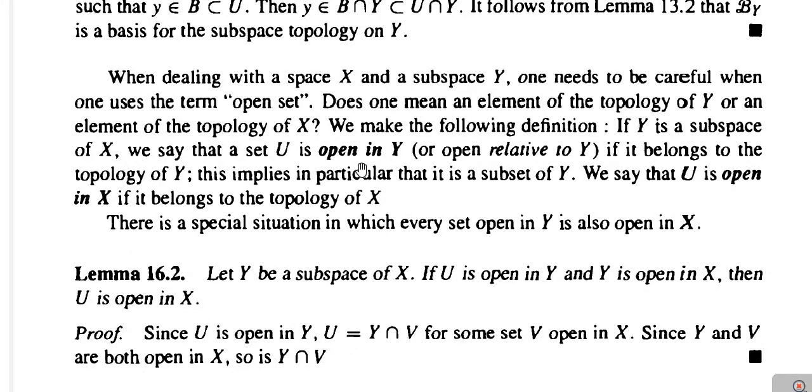Now, while dealing with the topological space X and its subspace Y, we should be careful while using the term open set. If A is an open set in X, then it means that A belongs to the topology on X. And when we say that A is open in Y, then it means that A belongs to the topology on Y. Therefore, enough care should be taken while dealing with open sets in the case of the subspace and the topological space. Now, in the next lemma, we are going to study the situation when the open subset of the subspace becomes an open set in the topological space.